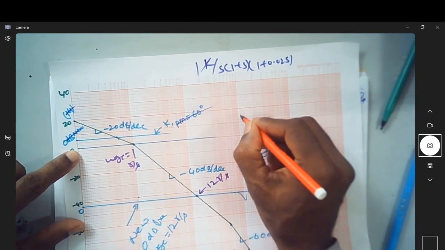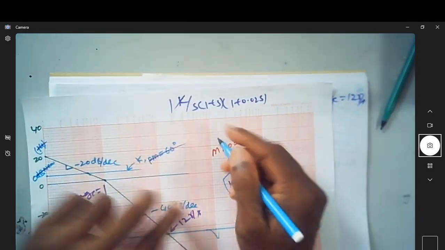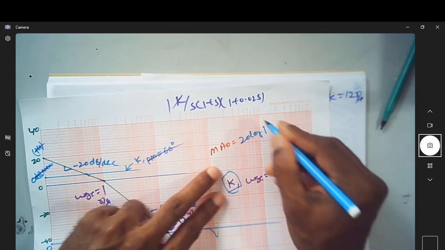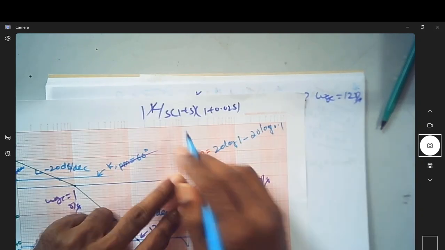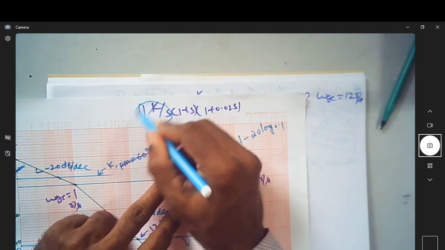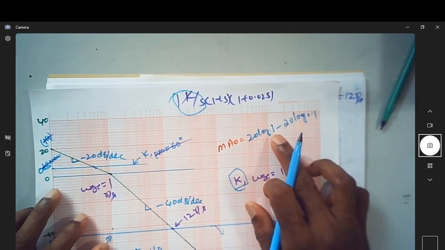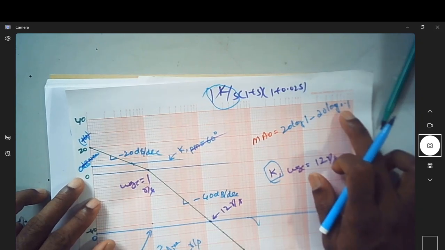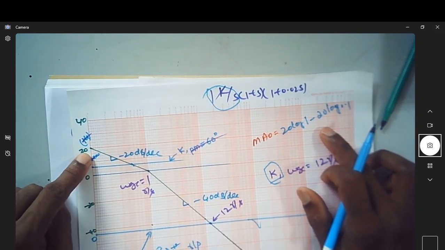So what is the magnitude at origin now? Magnitude at origin is, as per this equation, 20 log 1 minus 20 log 0.1, that is for this 1 and s. Because 20 log of 1 is 0, so this becomes minus 20 log of 0.1, which becomes plus 20 dB. So that's what this is.